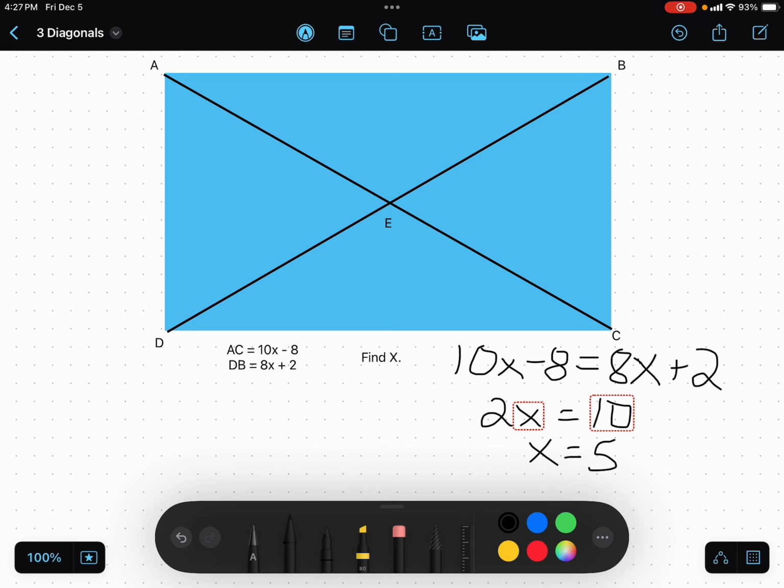And we were just asked to solve for x, and so we've done that. We could, if we were asked, plug that 5 into the x's in our original problem, and we'd get that each diagonal is 42 units long. But we weren't asked that, so we won't write it out. But it's not any surprise to us that we would get the same thing for AC that we did for DB, because that was our whole premise for the problem.